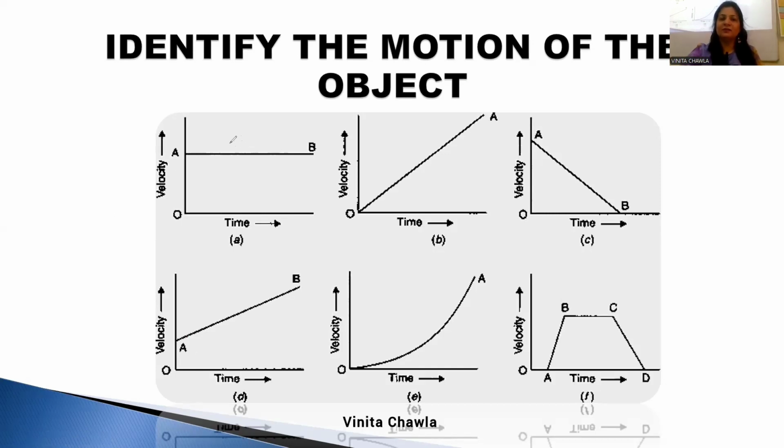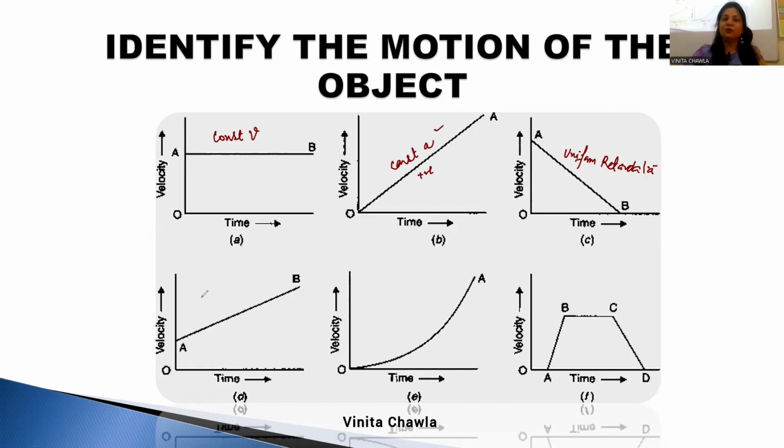See, if you look at the first graph, it is constant velocity. And here, constant acceleration, or we can say uniform acceleration. Acceleration is positive. Velocity is changing by equal amounts in equal intervals of time. And this shows uniform retardation, negative acceleration. And this shows uniform acceleration, graph B.